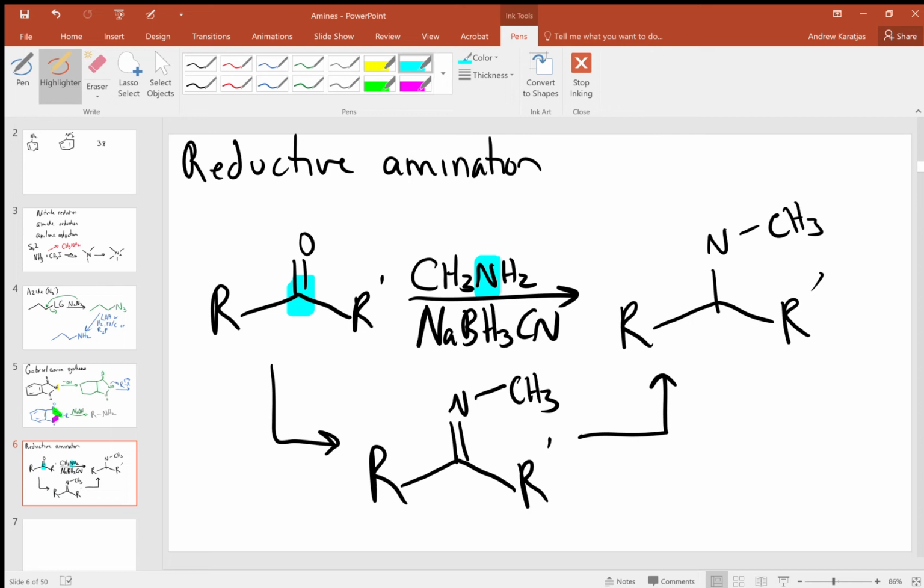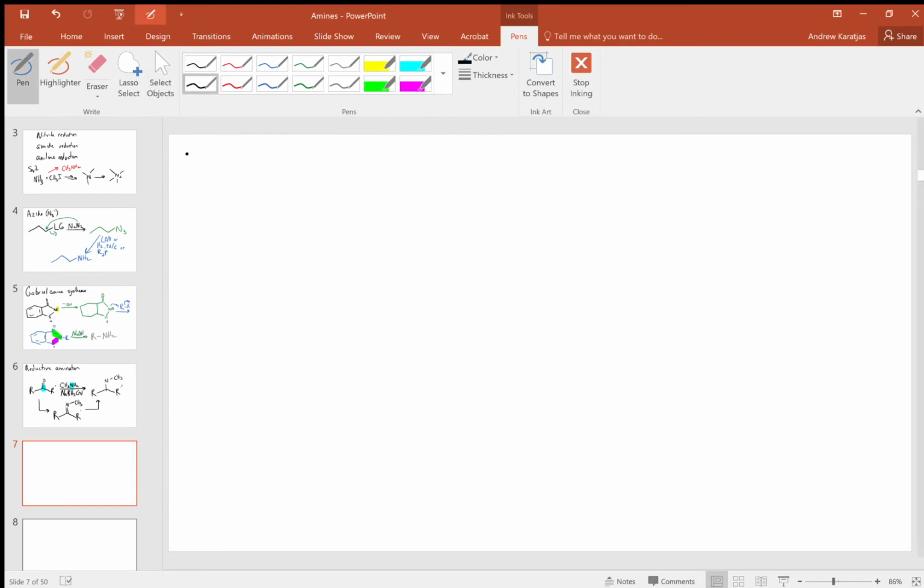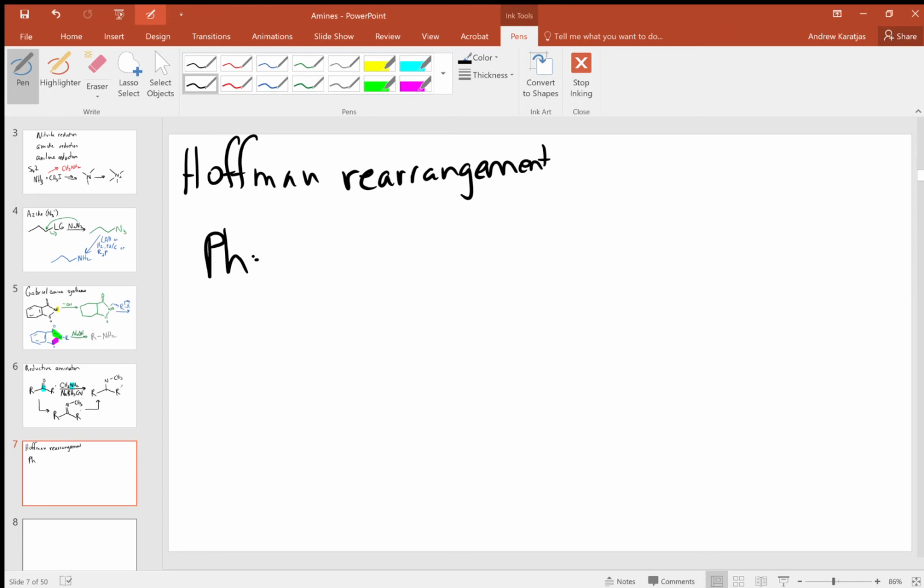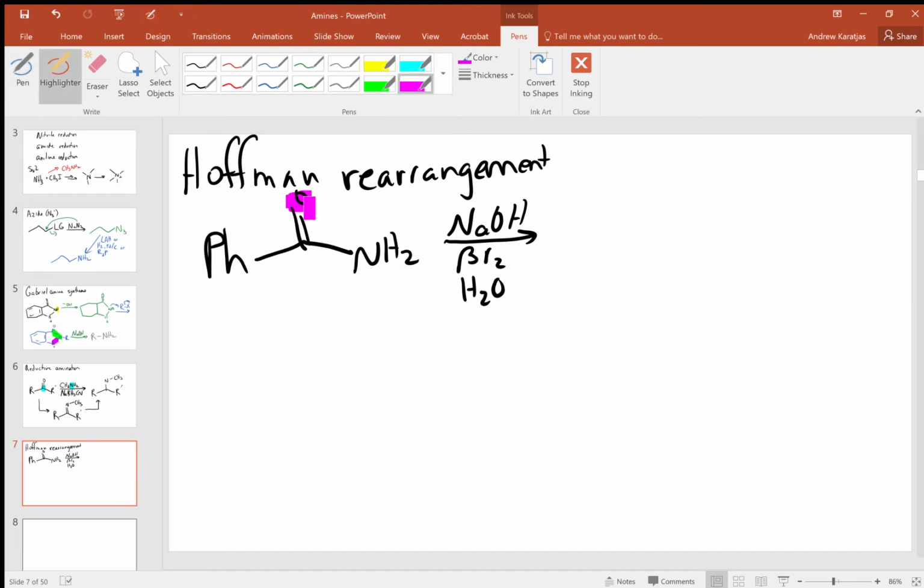Our last two syntheses of amines are very different reactions because they both are processes that involve rearrangements. The first of those two is known as the Hofmann rearrangement. The Hofmann rearrangement starts with an amide and adds sodium hydroxide along with bromine and water. And in this reaction, we're literally going to take the carbonyl and remove it.